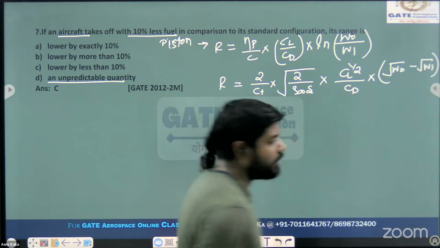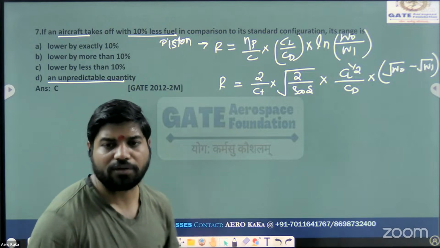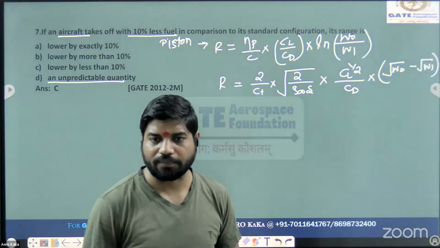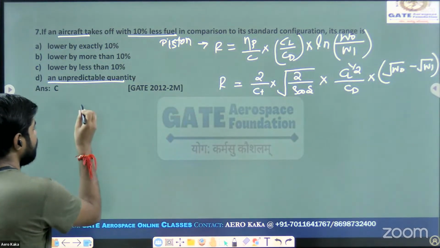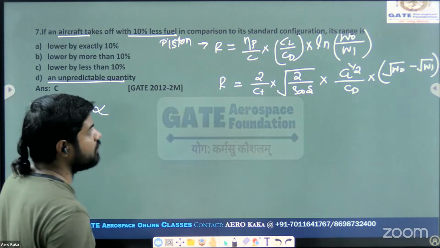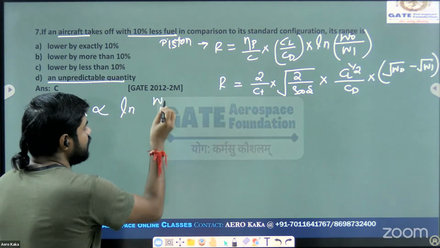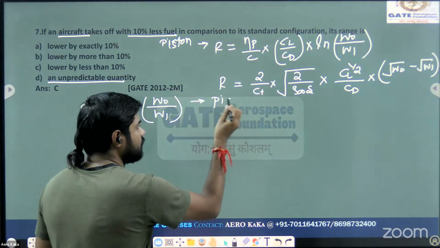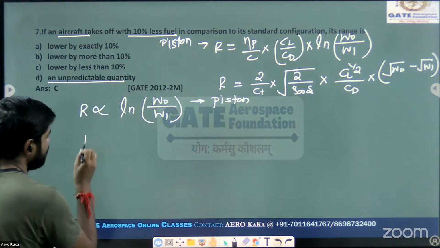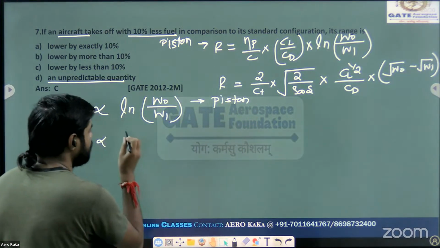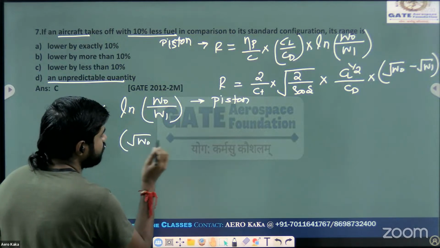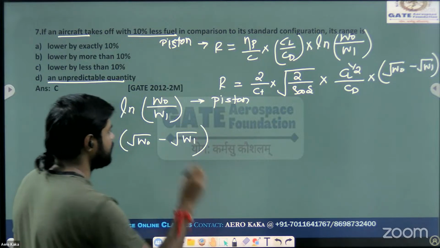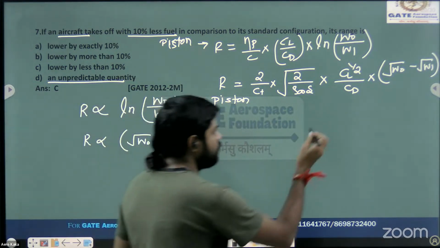So now we are just talking in terms of the fuel weight. If you keep all the parameters the same, from these two conditions we can write R is directly proportional to ln of W0 upon W1 for piston engine aircraft. And here, R is proportional to root of W0 minus root of W1.